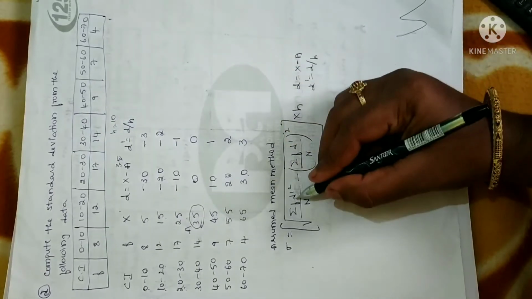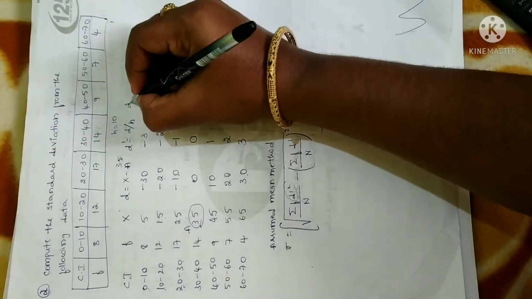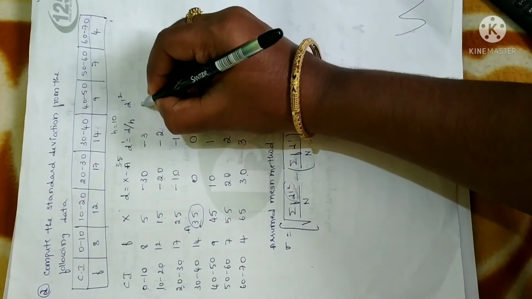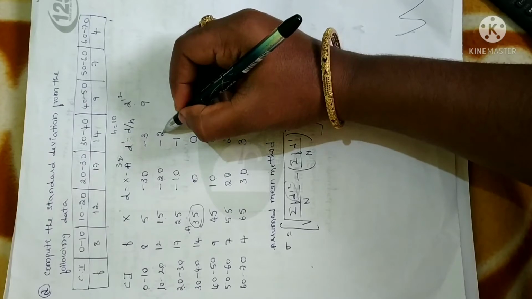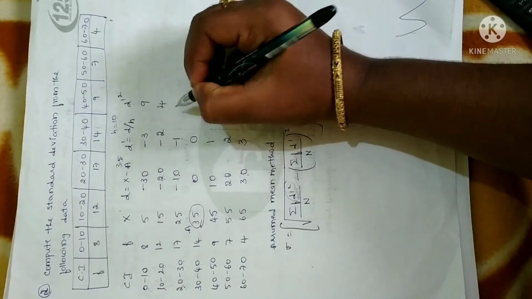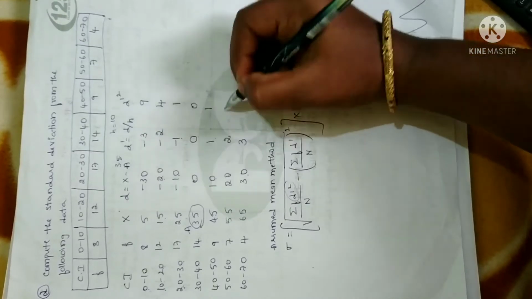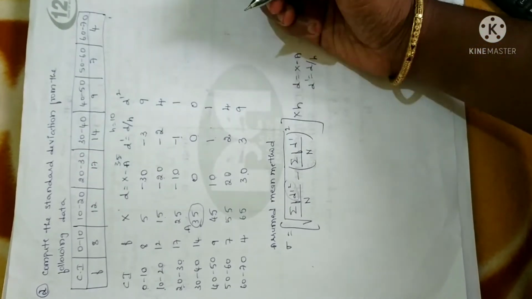Next, what is required? d dash square I needed. So let me calculate d dash square. In the sense I have to square this value. Minus 3 whole square, 9. Minus 2 whole square, 4. Minus 1 whole square, 1. 0 square is 0. 1 square is 1. 2 square is 4. 3 square is 9.